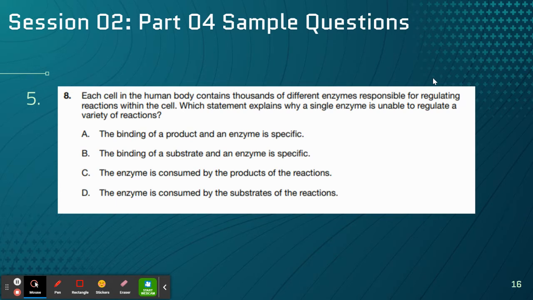Each cell of the human body contains thousands of different enzymes responsible for regulating reactions within the cell. Which statement explains why a single enzyme is unable to regulate a variety of reactions? Okay, so we have to think about the rules for enzymes.